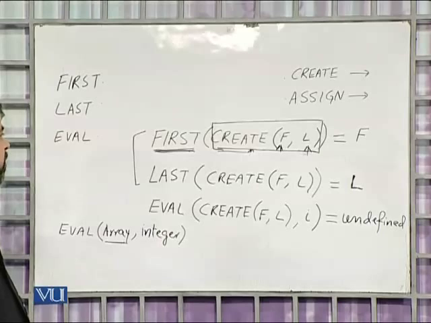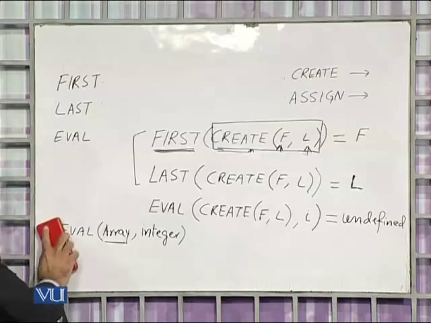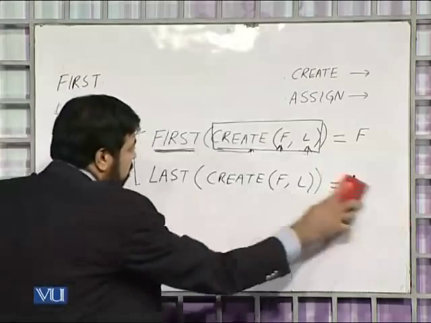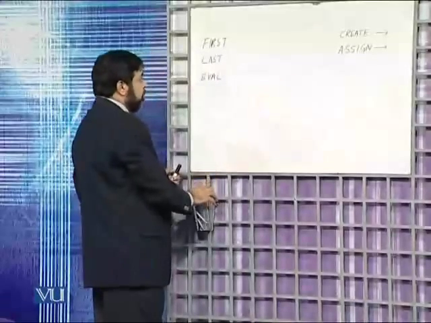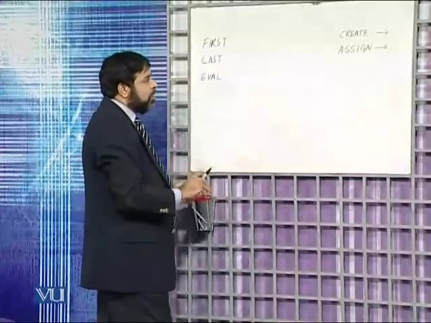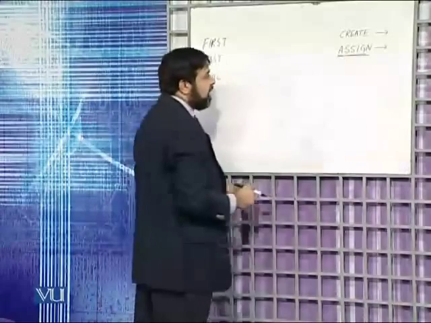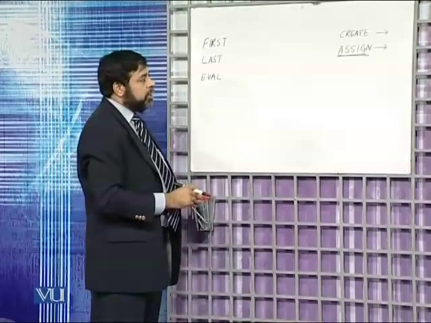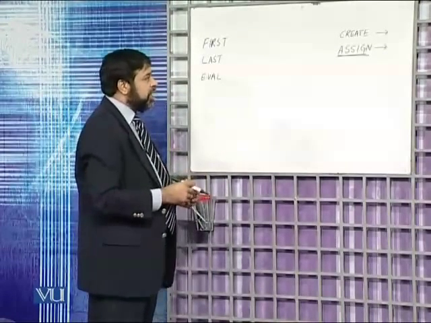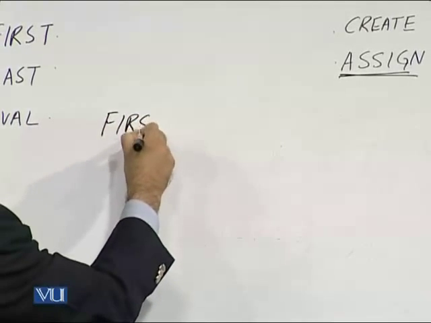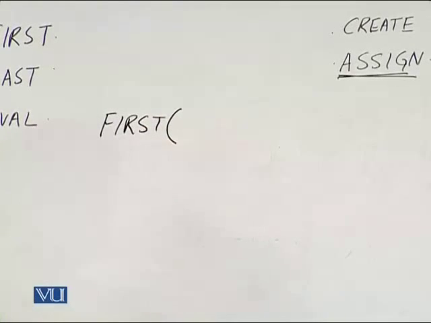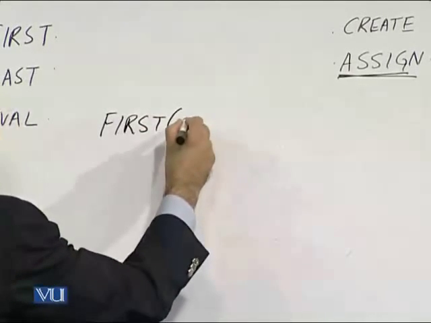Now let us write these axioms for the second constructor, that is assign. So once again, what we are going to do is take these three, that is first, last, and eval, and now we will use this assign as the parameter, as the method through which we get this array. So we get this first, and the parameter is assign.